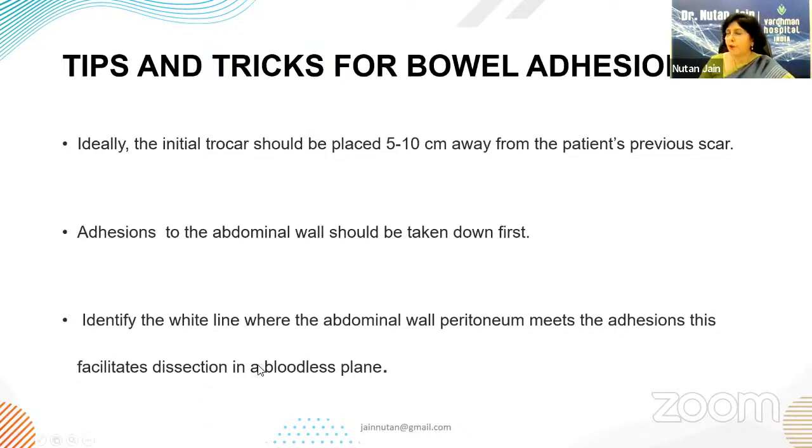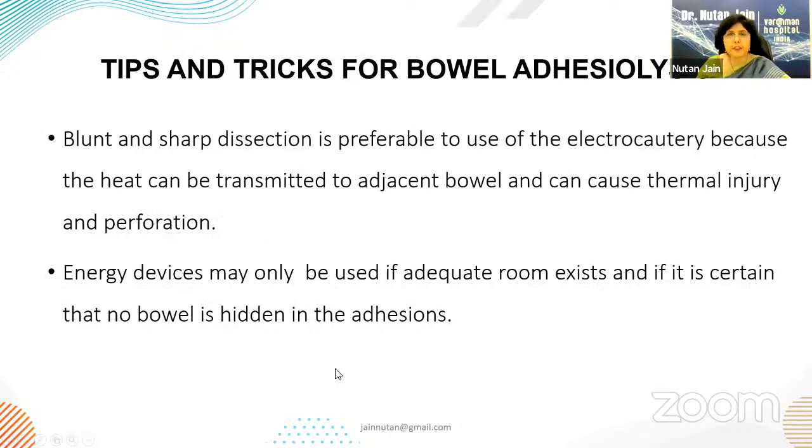For all this, I would say it is better to use the scissors, but somehow over time, I have become confident in using harmonic ace. It's very important to identify the white line where the abdominal wall peritoneum meets the adhesions and facilitate the dissection in a bloodless plane. Blunt and sharp dissection is preferable to the use of electrocautery, and energy devices may be used only if adequate room exists between the adhesion and the bowel.